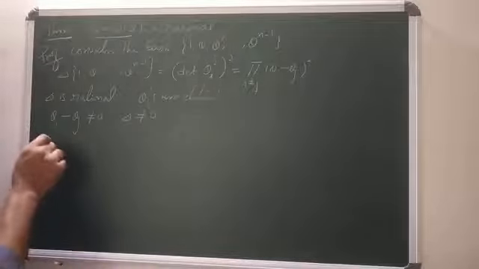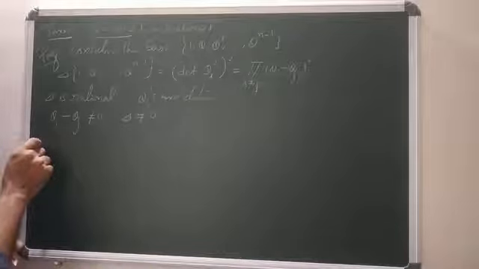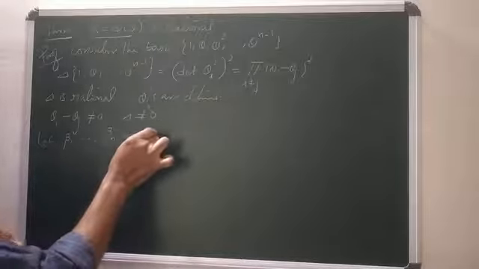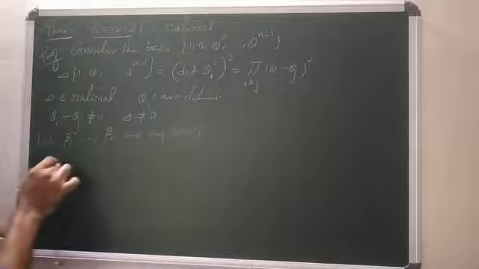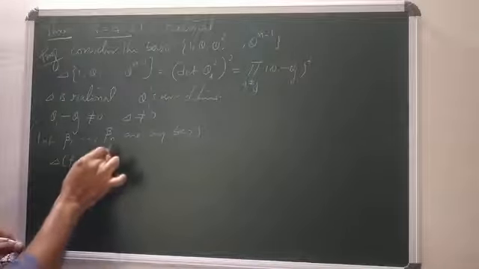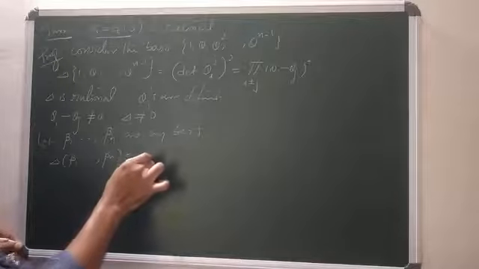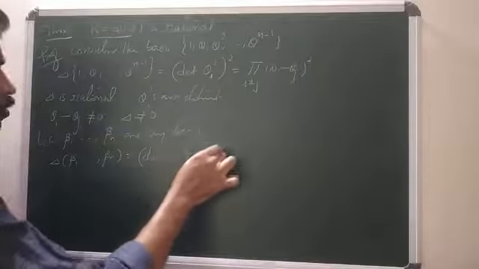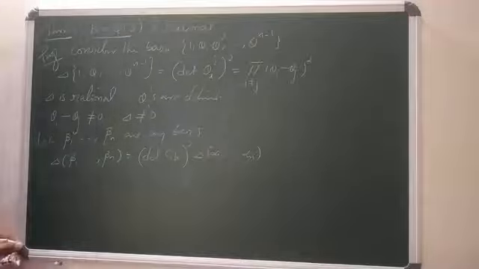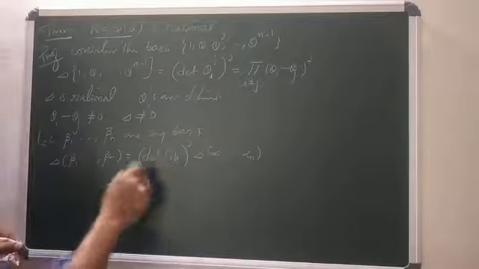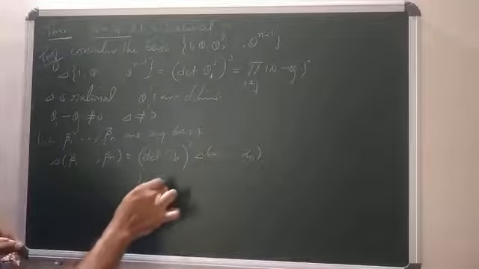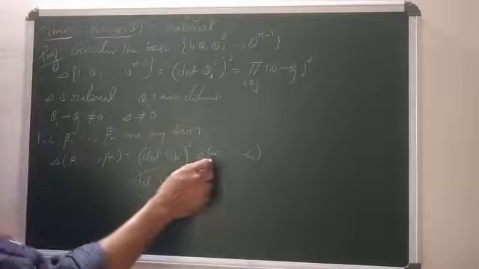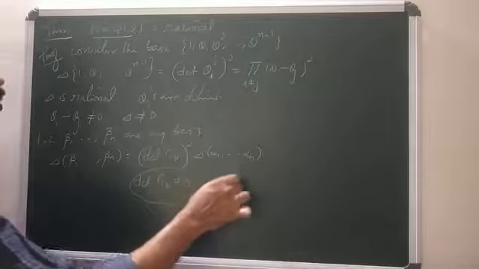Now let beta 1 up to beta n be any other basis. We know that the discriminant of beta 1 up to beta n is the determinant of C_ik whole squared times the discriminant of alpha 1 up to alpha n. This is already defined. The determinant of C_ik is always different from 0; it is non-zero. And we know that delta of alpha 1 up to alpha n is also non-zero.